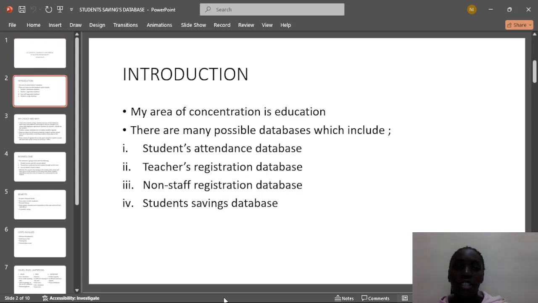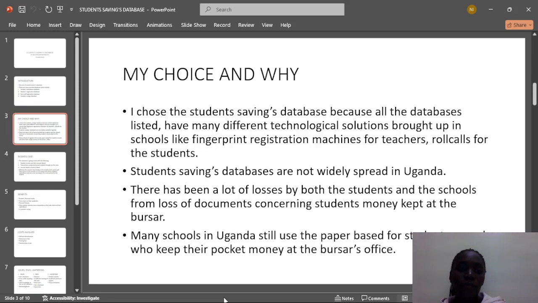My area of concentration is education, and in this area there can be very many databases, which include student attendance, teachers registration, non-teaching staff registration databases, and then the student saving database. So I chose a student saving database because all the databases listed above have many different technology solutions that have been brought up in schools, like fingerprint registrations and roll calls for the students.